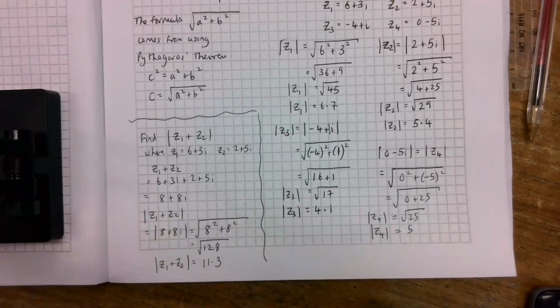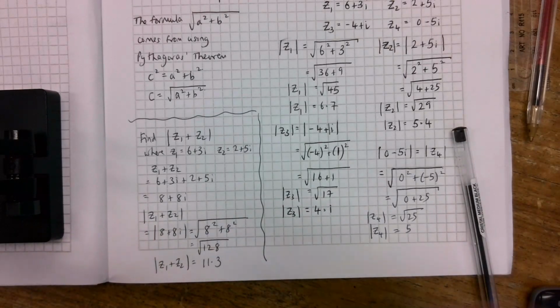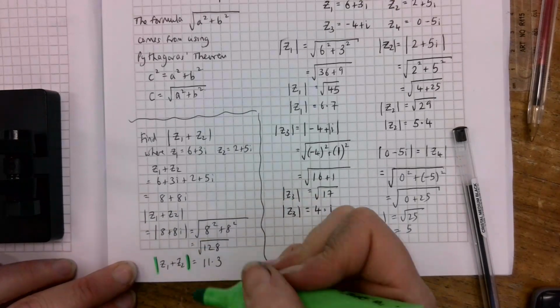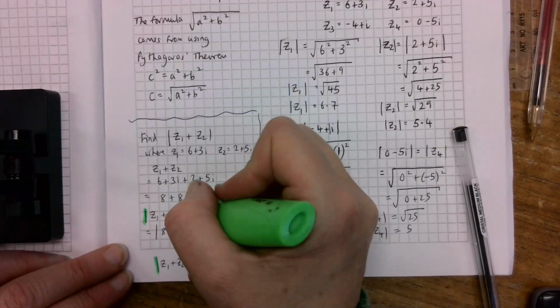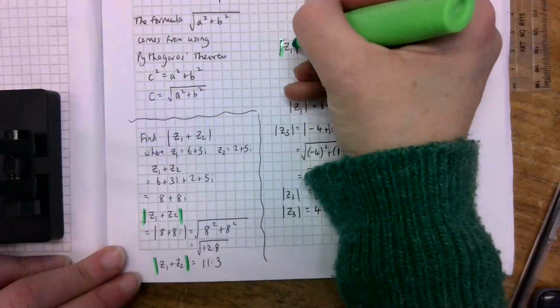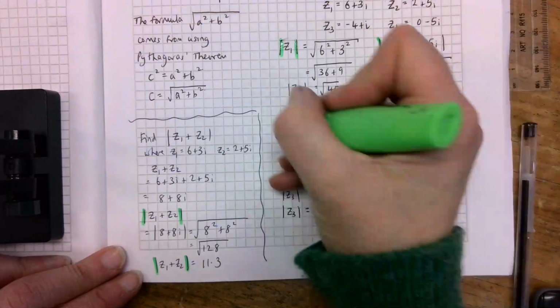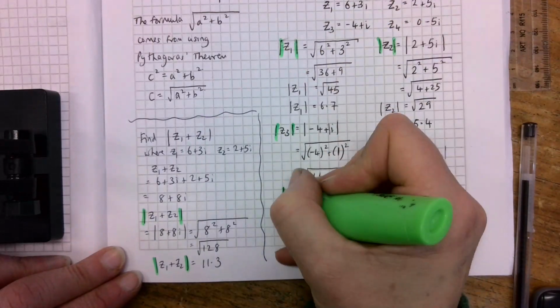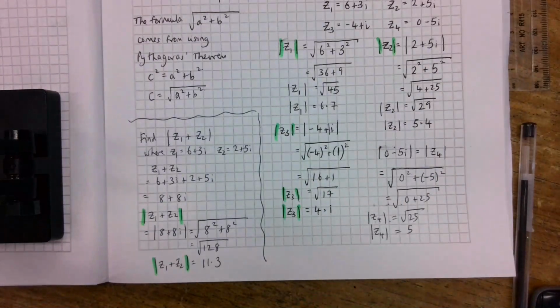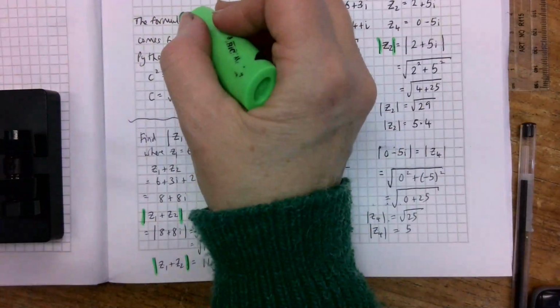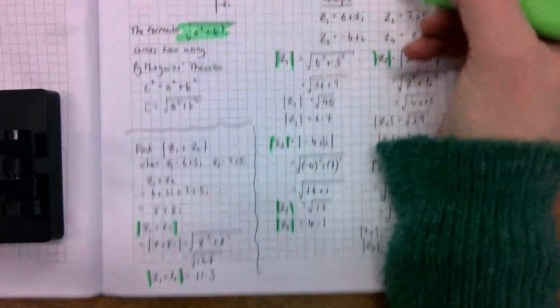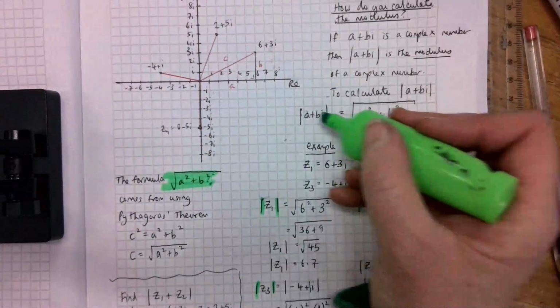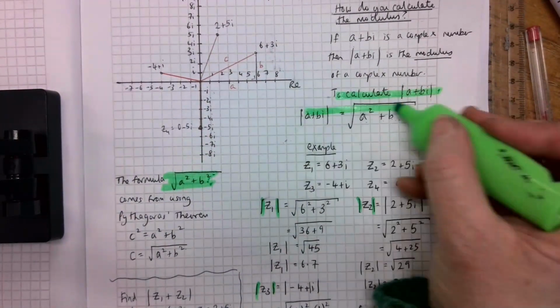Okay, so that's the modulus. The key thing to recognize is these straight up lines. Those straight up lines all mean modulus. That's what you're looking for when you see it in a question. And the formula is this one. So to calculate the modulus of a complex number, that's what we do.